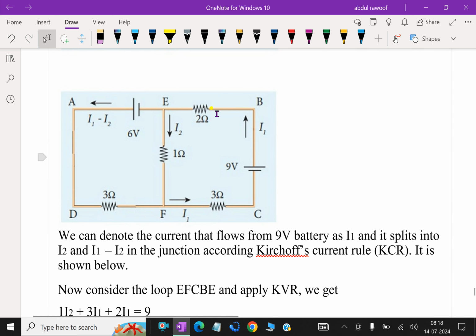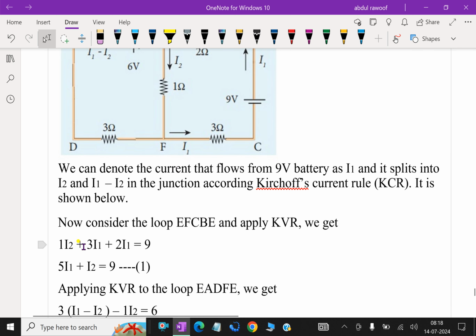This I1 is passing through 2 ohms. Therefore, the 3 voltages together equal 9. This 9 volts is splitting like I2 plus 3 I1 plus 2 I1. Totally here, 3 I1 plus 2 I1 is 5 I1, plus I2 equal to 9, equation 1.